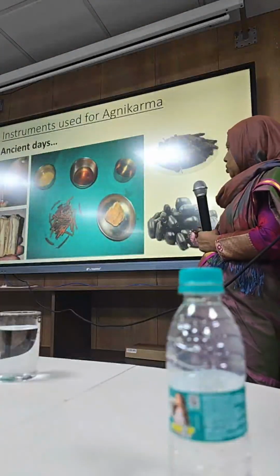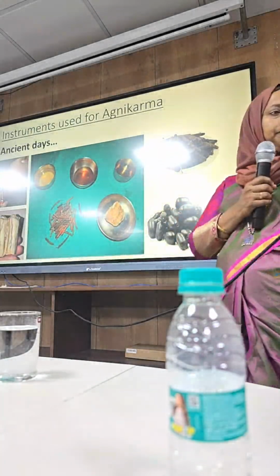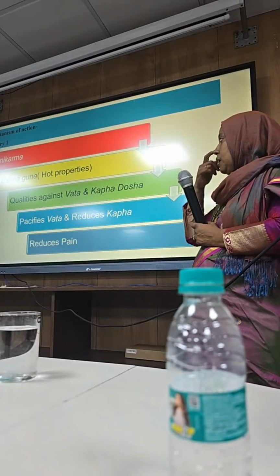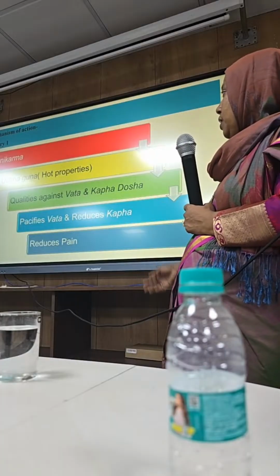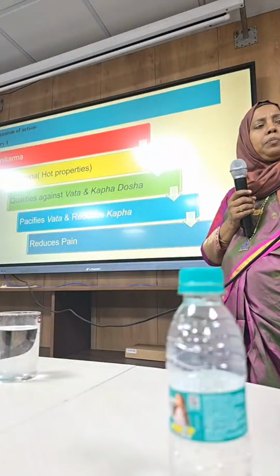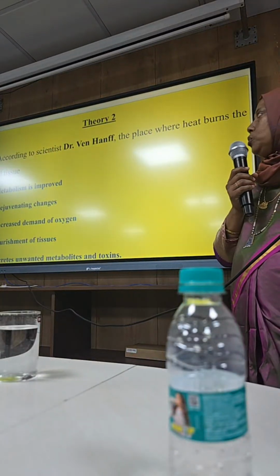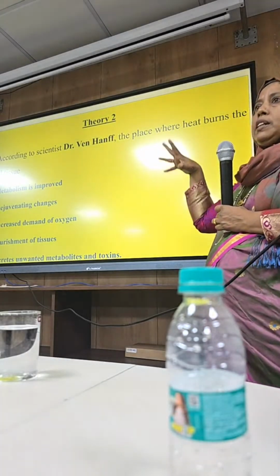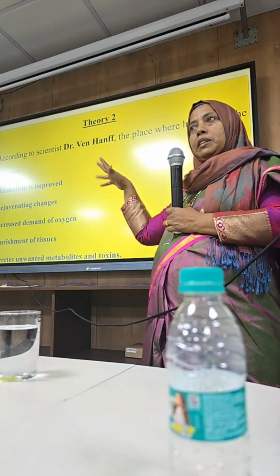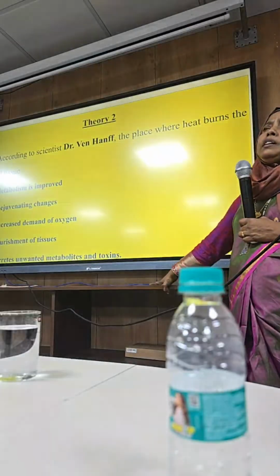Usually jamun also they have told, when it is broad base, I have not used it. So in this way, this Agni Karma will cauterize and reduce the Vata and Kapha doshas, and it reduces the pain, targets the pain. There are various theories. Whenever heat is applied to a specific area, the metabolism in that area will be improved. When metabolism is improved, there will be rejuvenating changes.